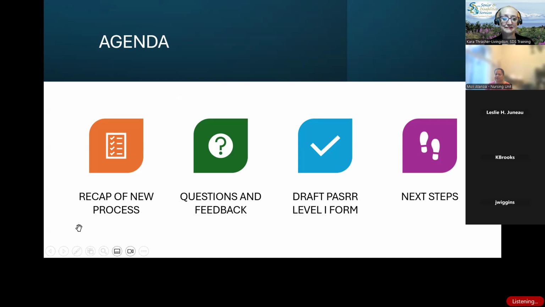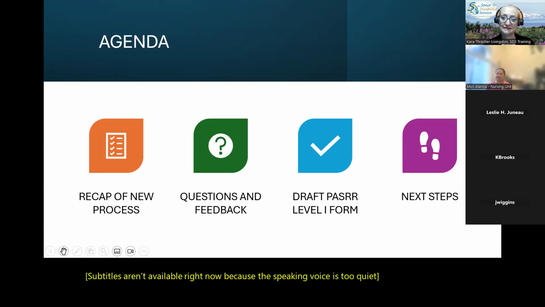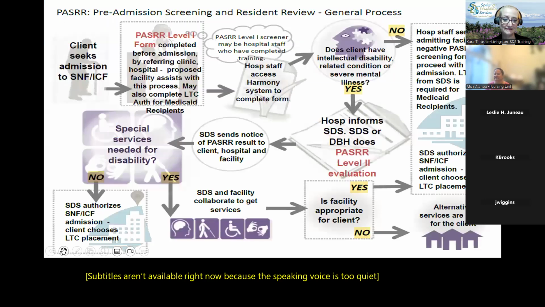We did get some initial feedback. We can talk through some of that. We also wanted to share our draft form, our PASRR Level 1 form. It's still in draft status. We hope to get some feedback on that as well. And then we'll take a little bit of time to talk through next steps, and most of the time spent on some Q&A. So that's the plan for today's time. Next slide.